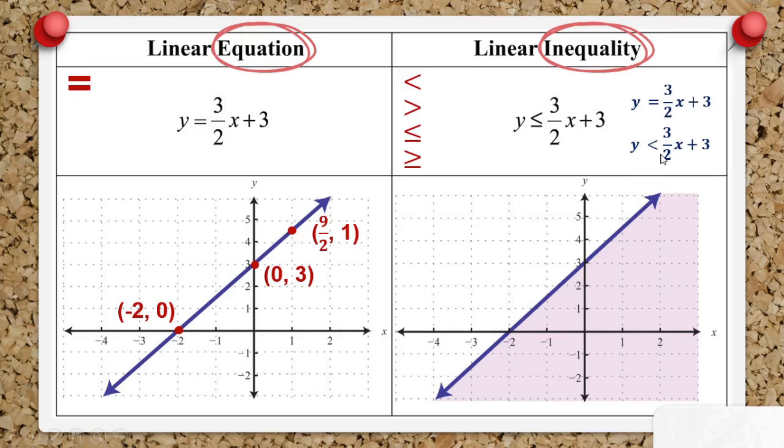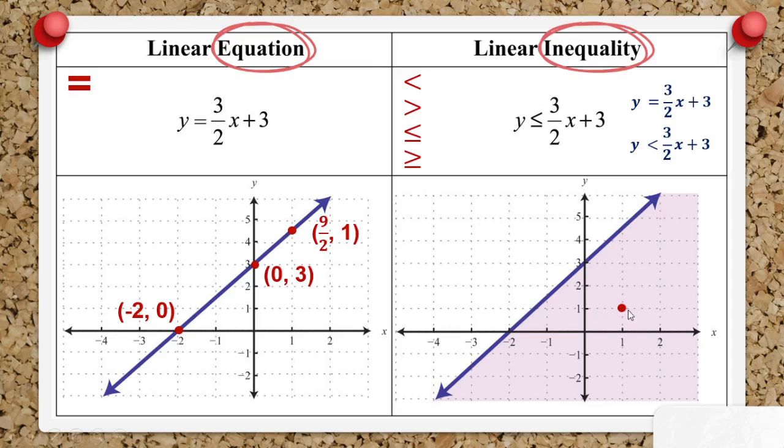What is y less than 3/2x + 3? At first glance, since it's y less than, and y is the movement upward or downward along the y-axis, this should be the lower half. But we need to be sure, and in order to do that, we could take a point and test it. This will be our testing point.